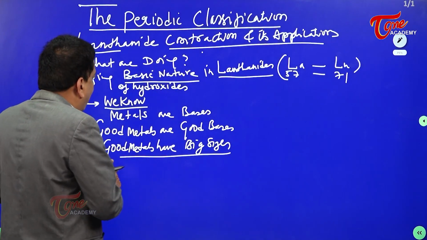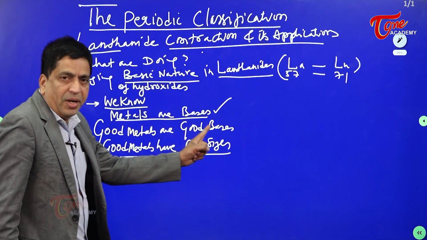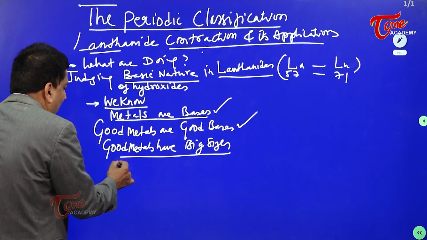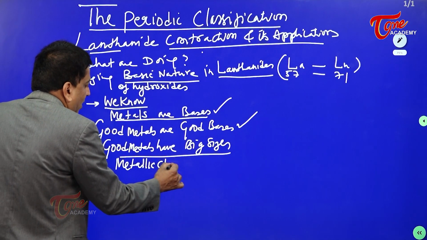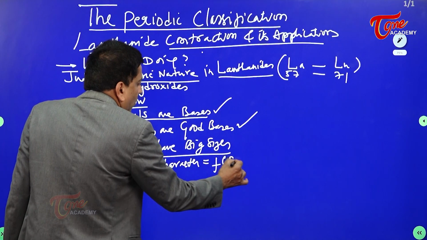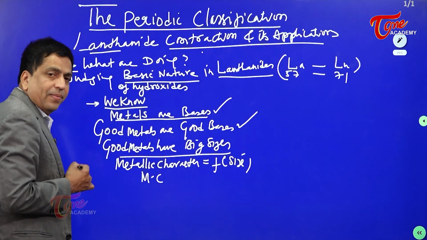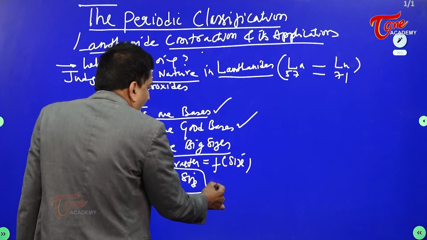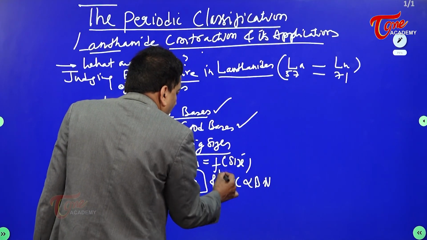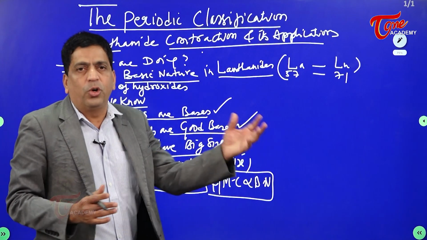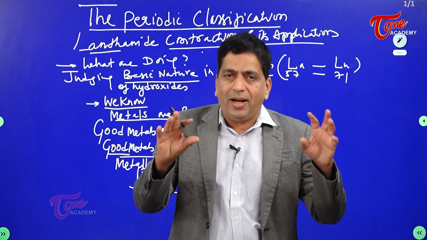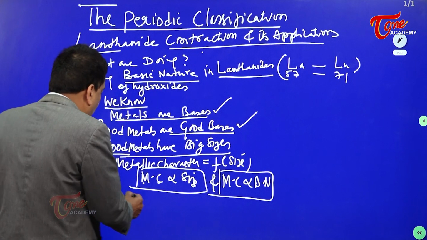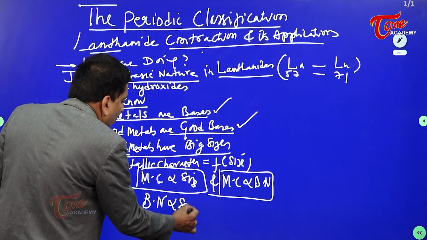We know metals are bases. Look into the synonymous statements. Metals are bases. Good metals are good bases. Good metals are those which have big sizes. So basically I can simply say metallic character is a function of size. In fact, metallic character is directly proportional to the size. And metallic character is directly proportional to basic nature, because all good metals are good bases. Good is good, not good is bad. So there is a direct relation. It implies that basic nature is also proportional to the size, you must understand.